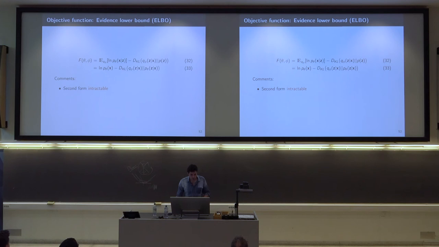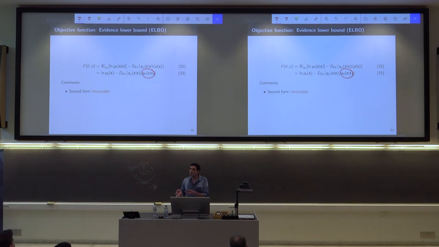So the second line is intractable, of course. The left quantity, P theta of X, we can't compute it, that's where we started from. And also the second term, the posterior on Z, or P theta, that's also extremely hard to compute. If we could, we would use this directly. We wouldn't train an encoder network.